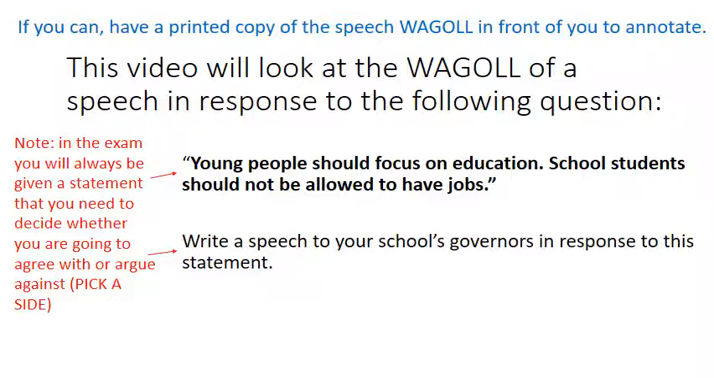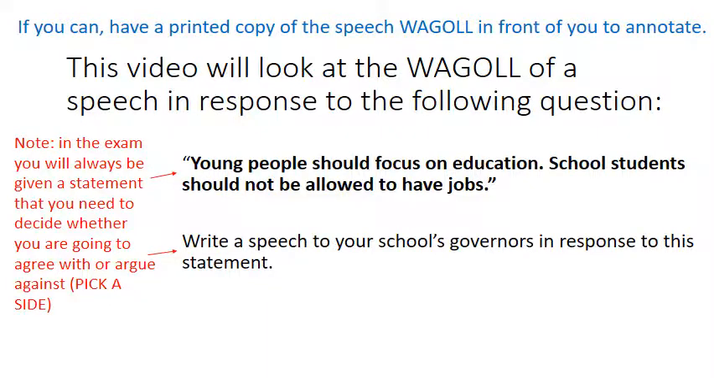This is still continuing to look at our waggle speech and focusing on how to effectively structure a persuasive argument. Our waggle answers this particular question, if you remember, which is: young people should focus on education. School students should not be allowed to have jobs. Write a speech to your school's governors in response to this statement. You remember, the waggle picks a side. In this case, it's arguing against the statement. It's saying that we should allow school students to have part-time jobs, and it points out all of the beneficial reasons for this.